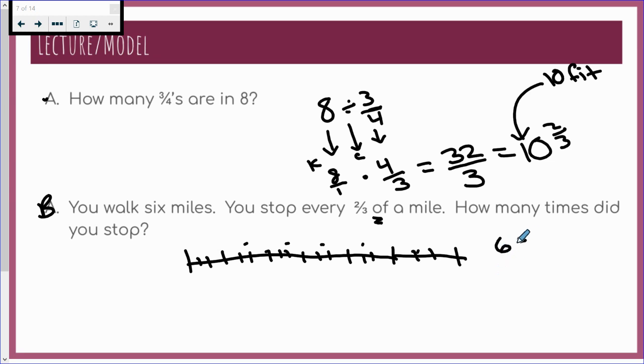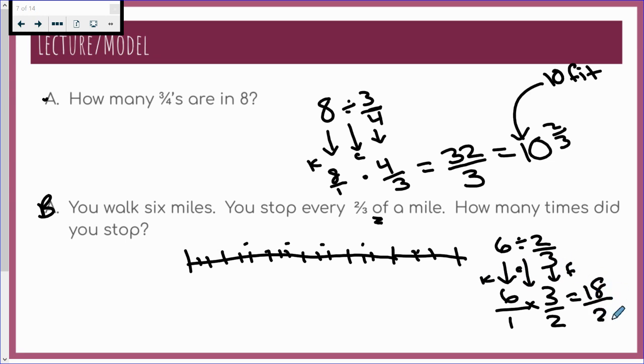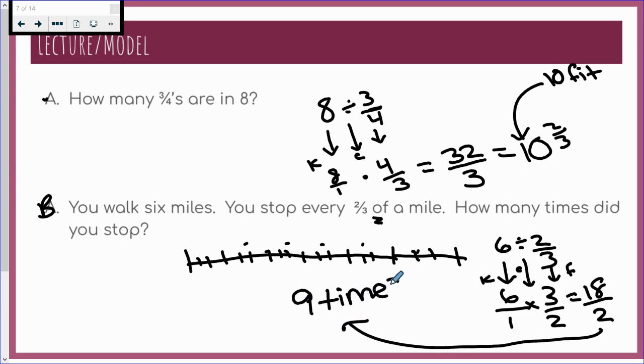So we have 6 divided by 2/3, 6 over 1 times 3 over 2, because we change to multiplication and then flip. 6 times 3 is 18, 1 times 2 is 2, 18 over 2 is 9 times. So we stopped 9 times. Again, we had a total of 6 miles. We split it up into 2/3 when we stopped. 6 divided by 2/3 becomes 6 over 1 times 3 over 2, which gives you 18 over 2, which is 9.